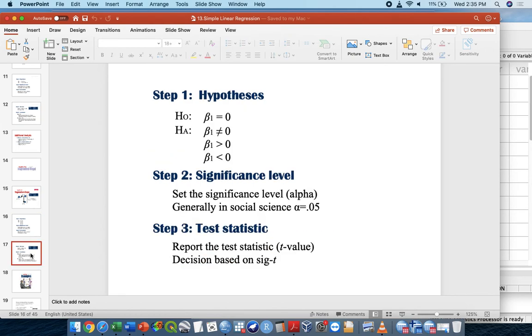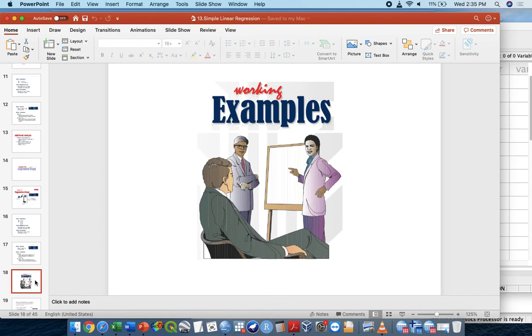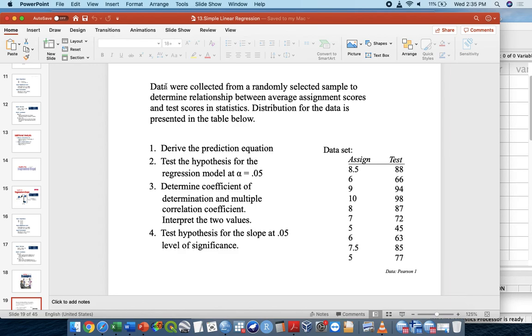Okay? Because after this, we are going to do the example. Are you ready? Okay, ready. Right. Data were collected from a randomly selected sample to determine the relationship between average assignment score and test score in statistics. It means, in the learning process, sometimes you have assignments, right? And then you have the final exam, right? So now we are trying our best to predict, if the student gets this kind of assignment score, what kind of final exam score they will get.